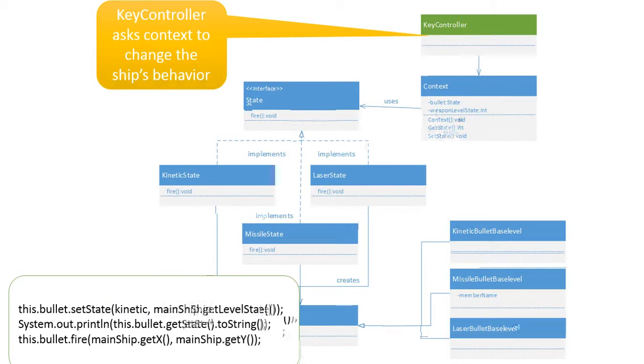Here's a code snippet of how it actually works. The first line is actually setting the state of the ship. So here it's setting the ship weapon. The second line is just for debugging, and the final line is how the bullet's actually generated.